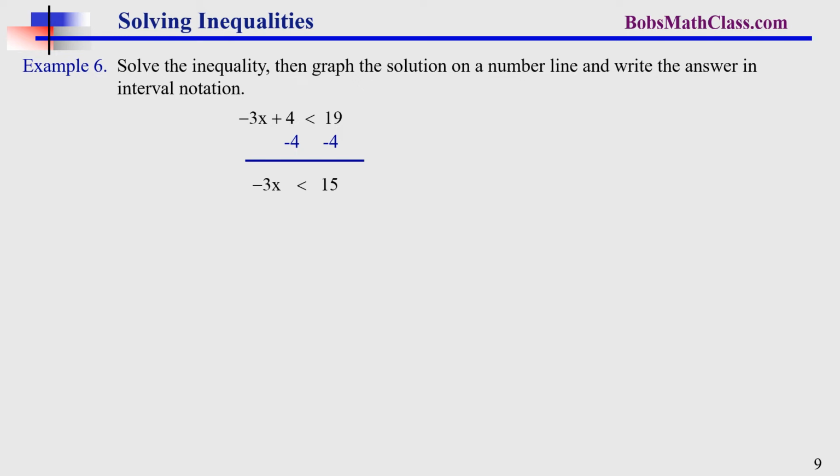Okay, our second step, divide by negative 3 on both sides. Oh, here we are. We're dividing by a negative. What does that mean? You got to flip it, right? So x is greater than negative 5. So we have solved the inequality. Now we need to make a graph. So make a number line, put negative 5 right in the middle.